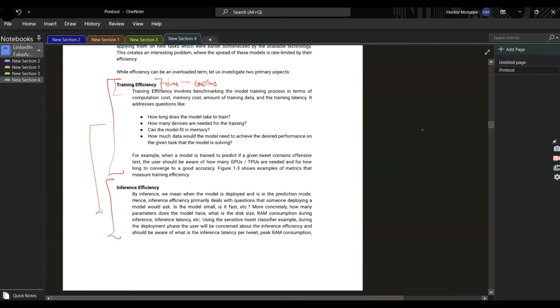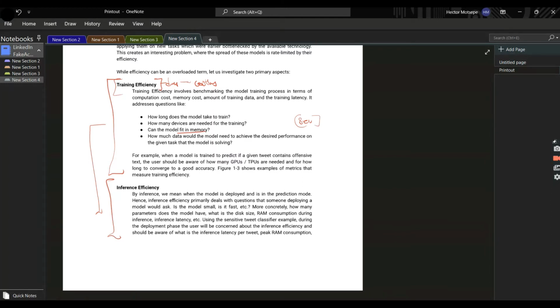And all of this boils down to having problems such as, does the model fit in memory? Especially if you have a model that is very huge, it might not even fit in one server. So how do we then distribute the model into different servers? All of these problems, we're going to get into in more detail.